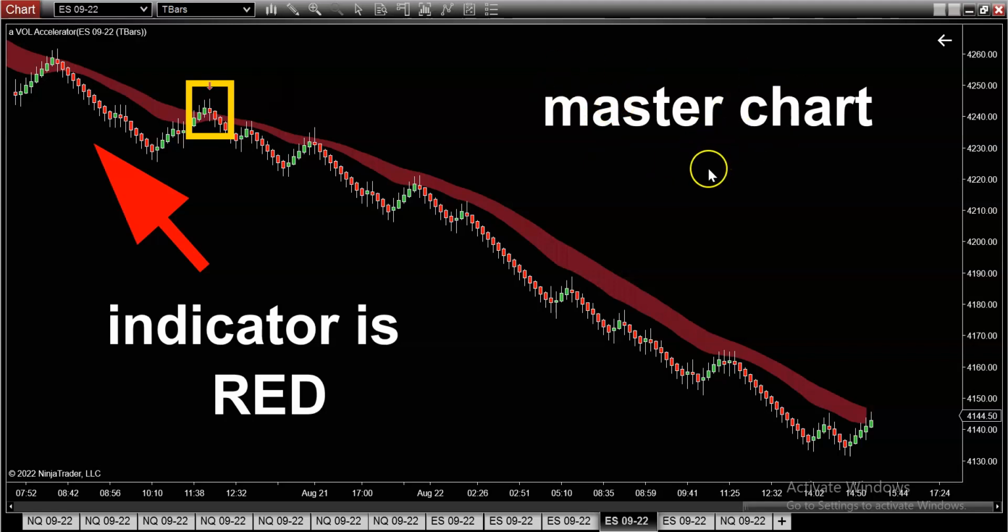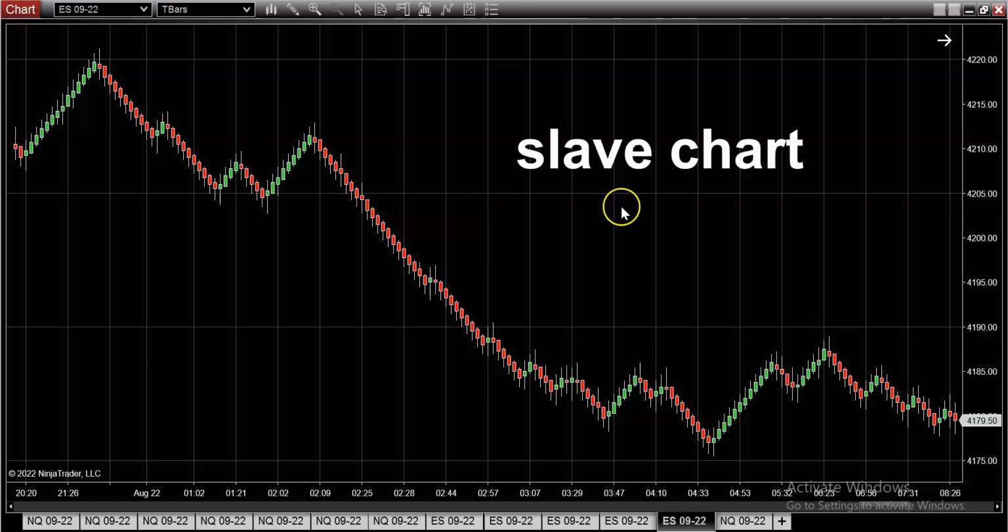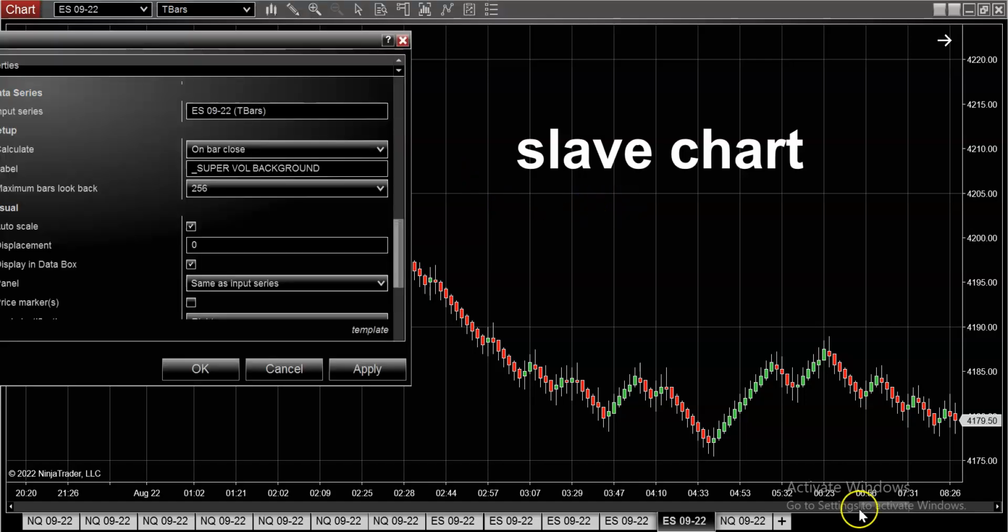Here's one master chart, what I call the higher time frame chart, and I also have a slave chart open. And what I want to show you guys right now is a secret private indicator that I've been working on called the Super Vol Background. This thing is designed to be launched onto a slave chart, and it will automatically detect the volume flow on the higher time frame chart.